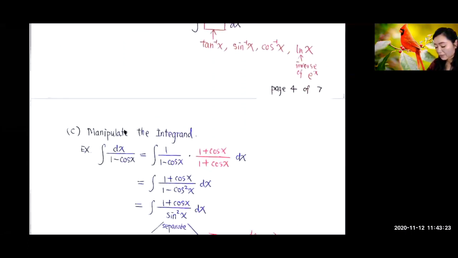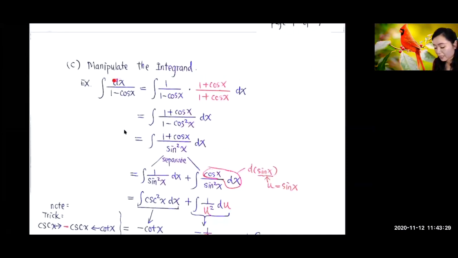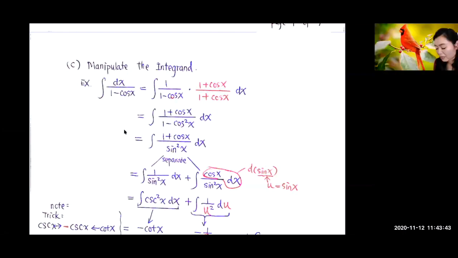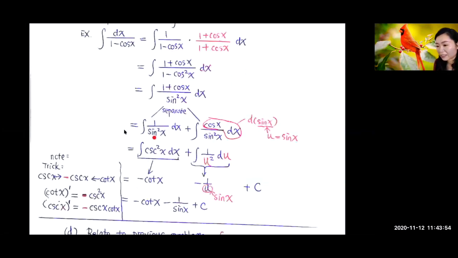Now, sometimes you want to manipulate the integrand. For example, if you try to integrate this, you can multiply by 1 plus cosine x up and down. By doing this, the denominator here, 1 minus cosine squared x, is going to become sine squared x. And then after that, you can separate this into 2 parts. For this part over here, 1 over sine is cosecant, so this is cosecant squared. And we know the antiderivative of cosecant squared is negative cotangent. So that will take care of it.